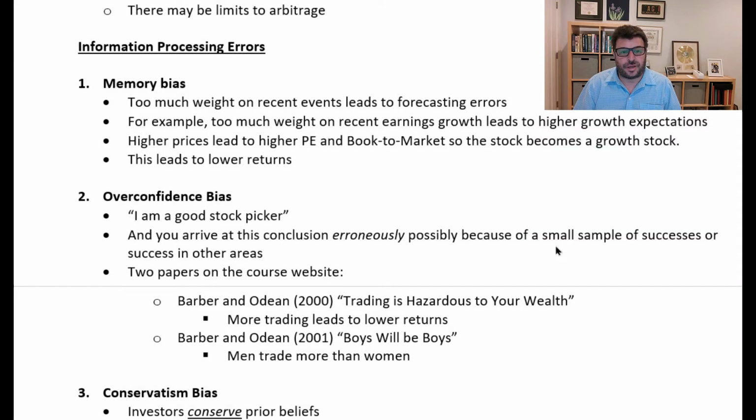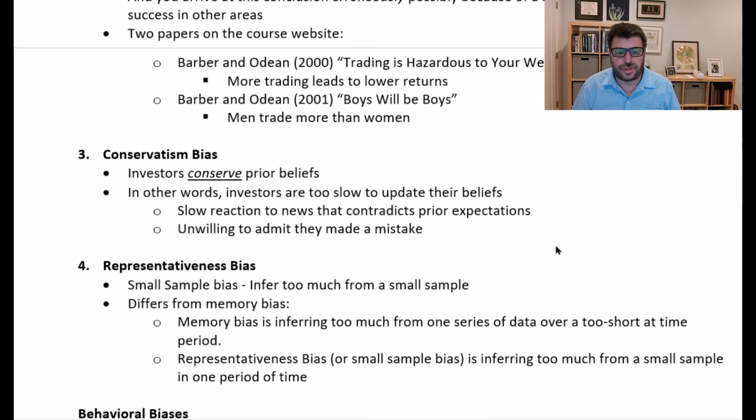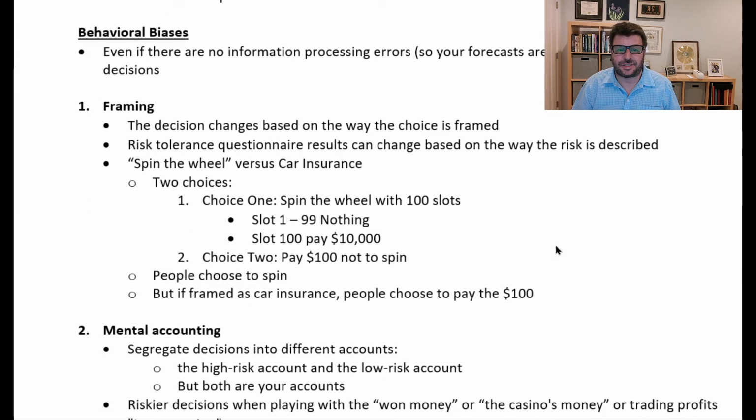The other leg after information processing errors, meaning that behavioral biases cause you to process information incorrectly and come up with the wrong expectations. The other leg is behavioral biases. And here, even if there are no information processing errors, so your forecasts are actually correct, you still might make bad decisions due to these behavioral biases.